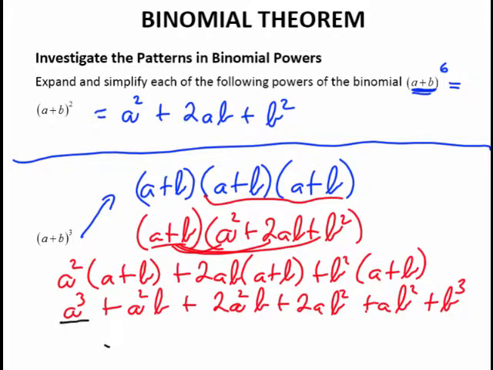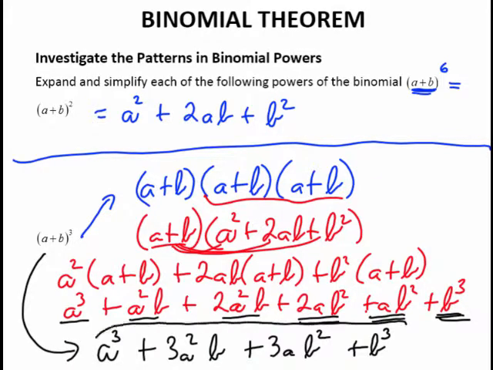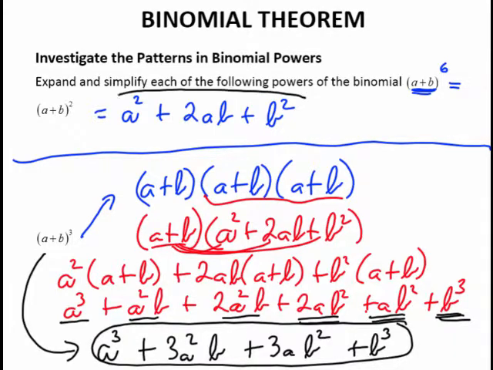And so I have a cubed. I have two terms that are like here. That would be 3a squared b. And I have two like terms here, which would be 3ab squared. And I have that one on its own. And so I have four terms in the expansion of a plus b cubed. I had three terms in the expansion of a plus b squared.